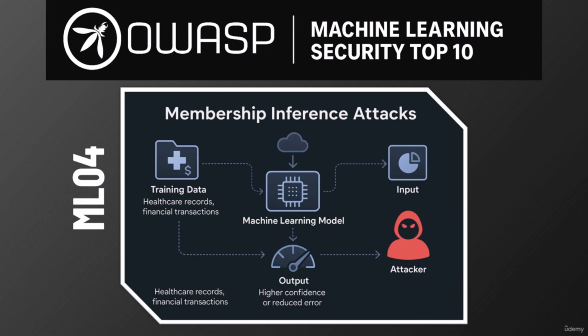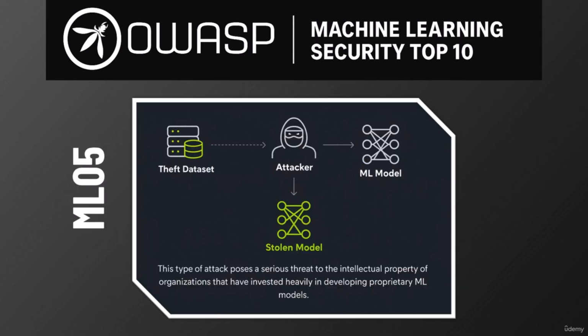The chances of success go up when a model behaves differently on training data compared to unseen inputs, often showing higher confidence or lower error rates on data it was trained on. By exploiting these behavioral cues, an attacker can infer whether a particular data point was used during training, potentially leading to unauthorized exposure of private information.